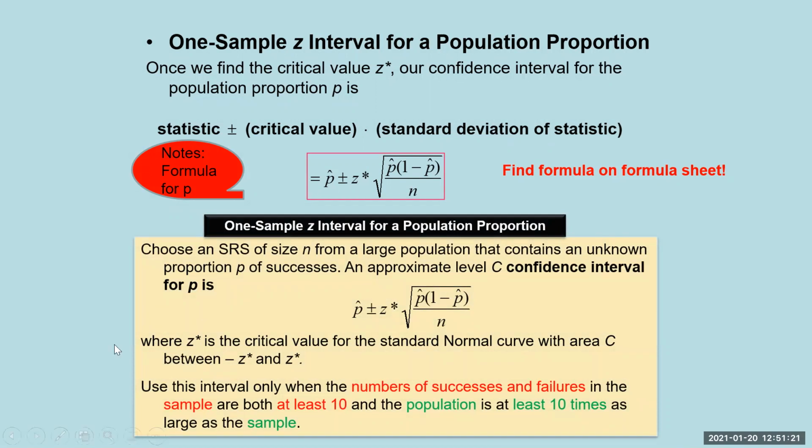So to perform a one prop z interval, choose an SRS of size n from a large population that contains an unknown proportion p of successes. An approximate level C confidence interval can be given again by the formula, where your z star again is based on your confidence level, 90, 95, 99. And you can only use this interval when the number of successes and failures in the sample are both at least 10 and the population is at least 10 times as large as the sample. So again, you have to check your conditions for normality first.